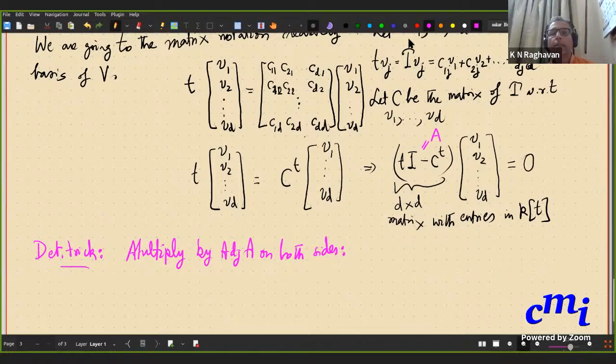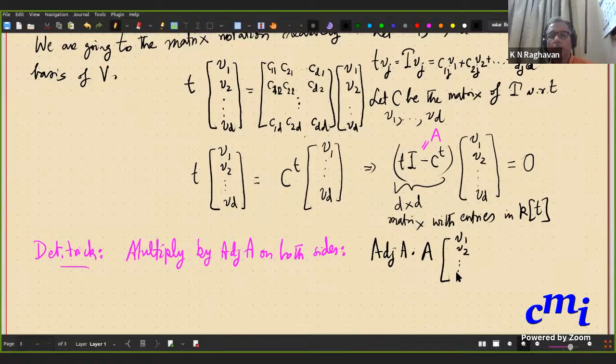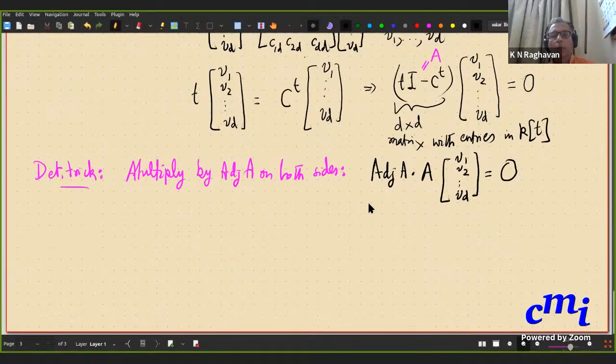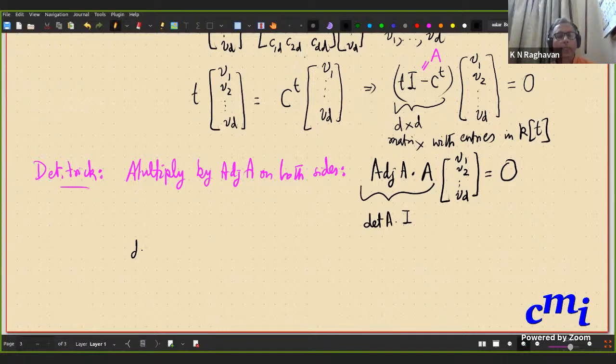So what you get is adjoint of A times A times (v1, v2, ..., vd) equal to 0. When I multiply by the adjoint of A, the zero d by 1 matrix still gives 0. But adjoint of A times A is determinant of A times I, by our observation above. So I get determinant of A times I times (v1 through vd), and I times (v1 through vd) is just the vector itself, equal to 0.